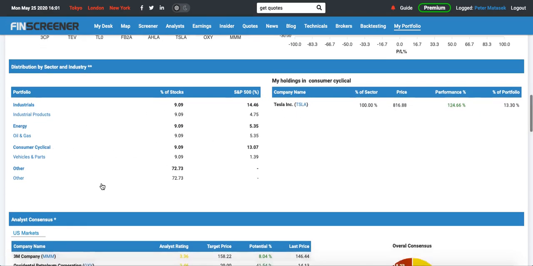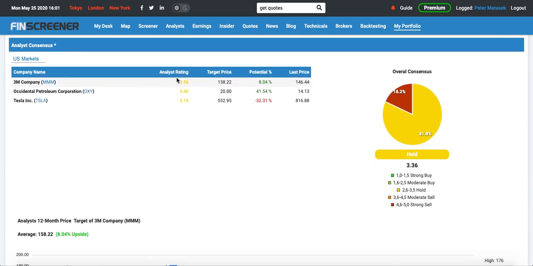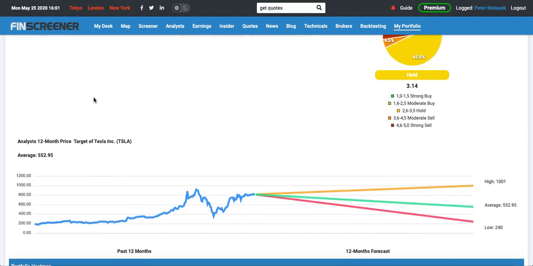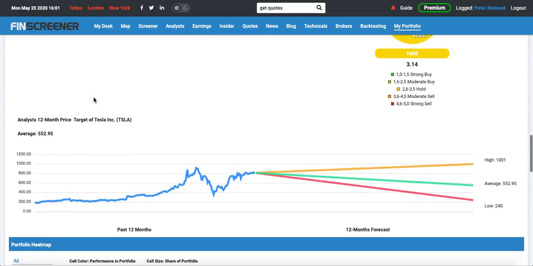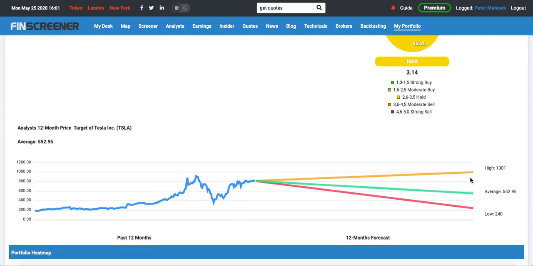Analyst consensus shows the current analyst rating as well as the average target price and the percentage potential relative to its current price. You can also see the information displayed in visual forms where the analyst rating is comprised of different ratings from a number of analysts as well as the range of target prices for the next 12 months compared to the price curve of the last 12 months.